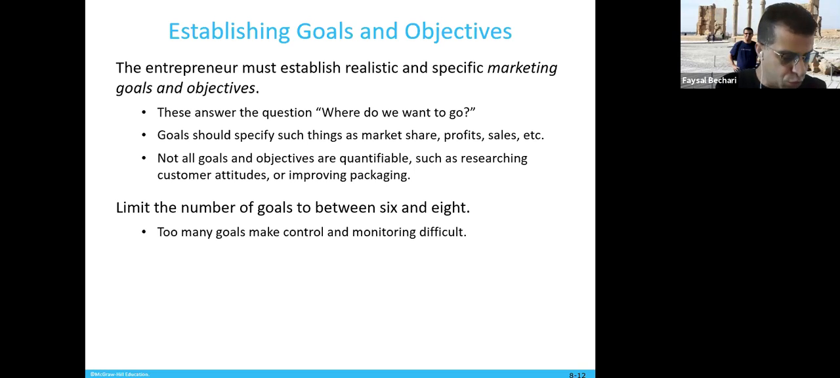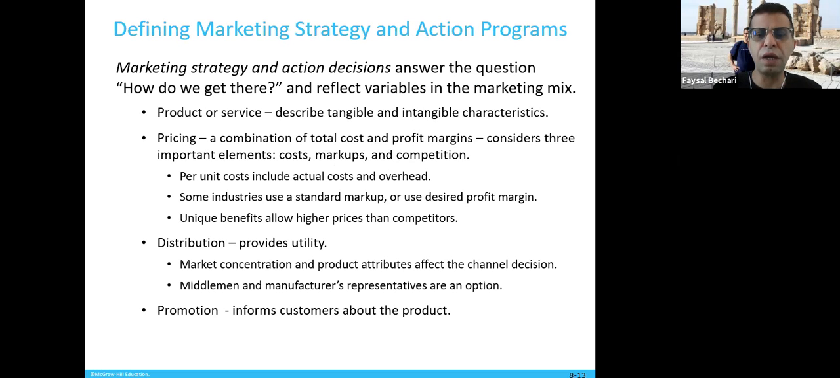So don't have too many goals. You just want to make sure that you really focus on a few goals that have a direct effect on your business.